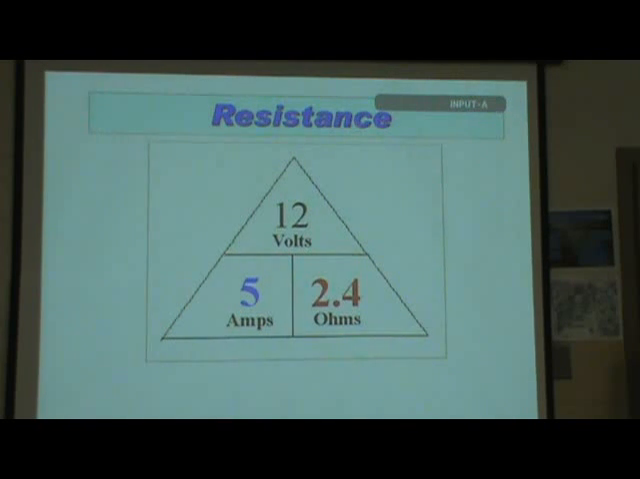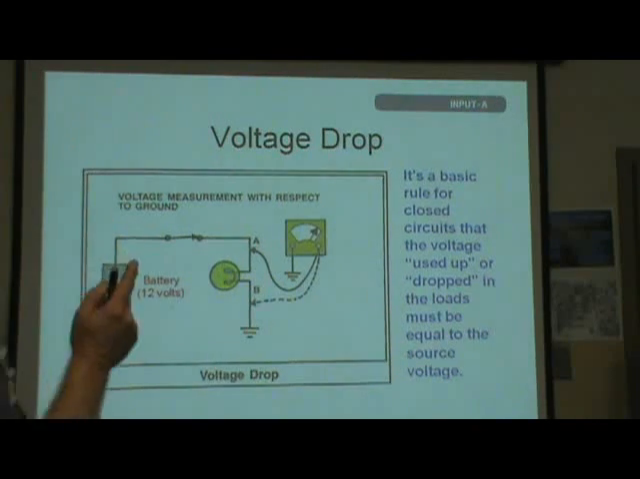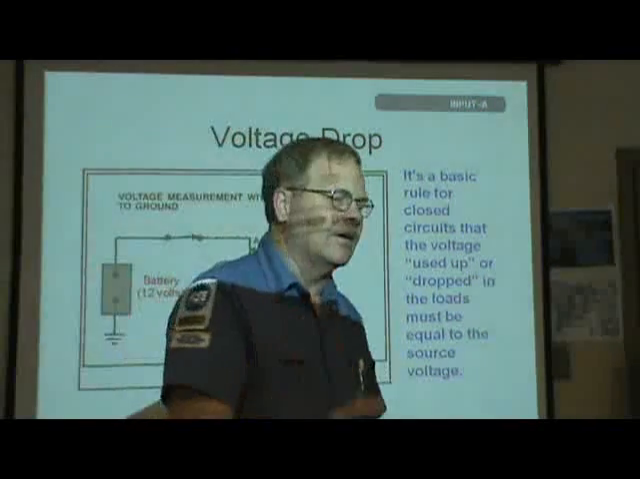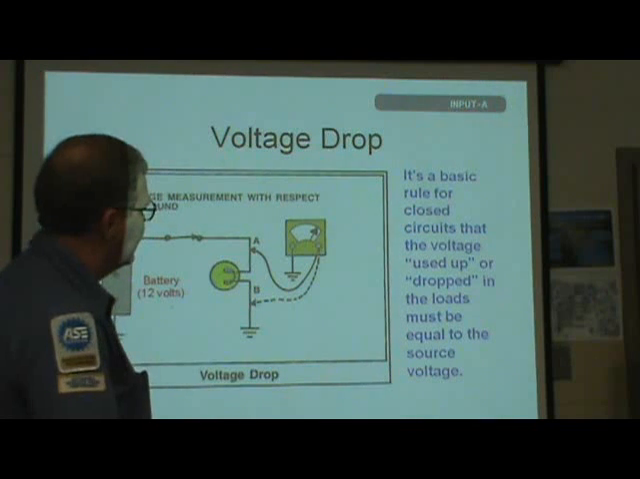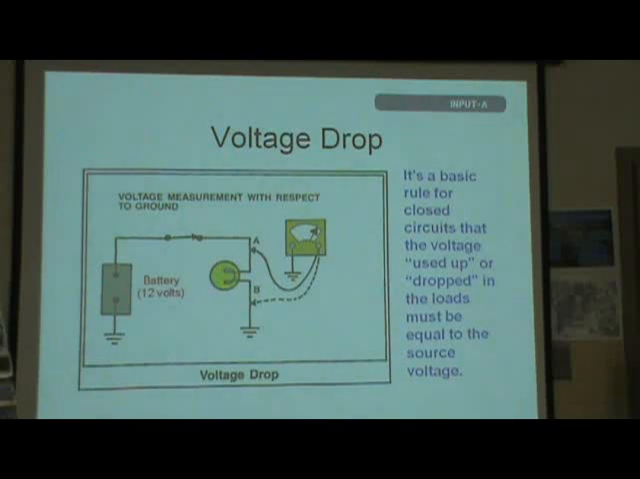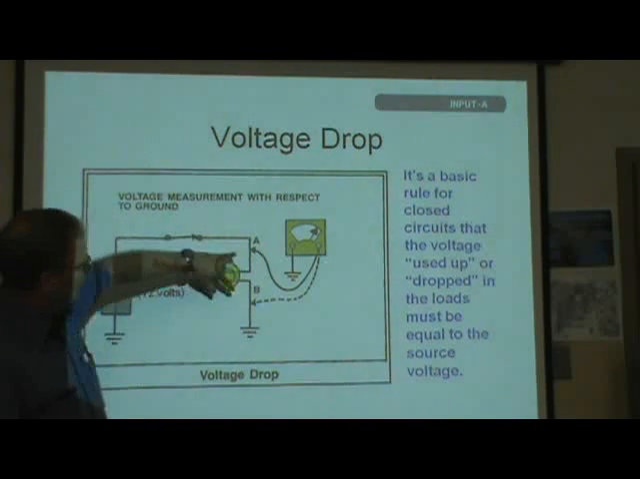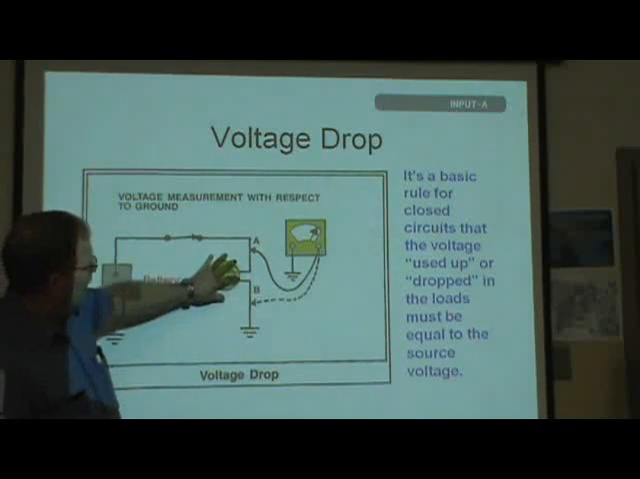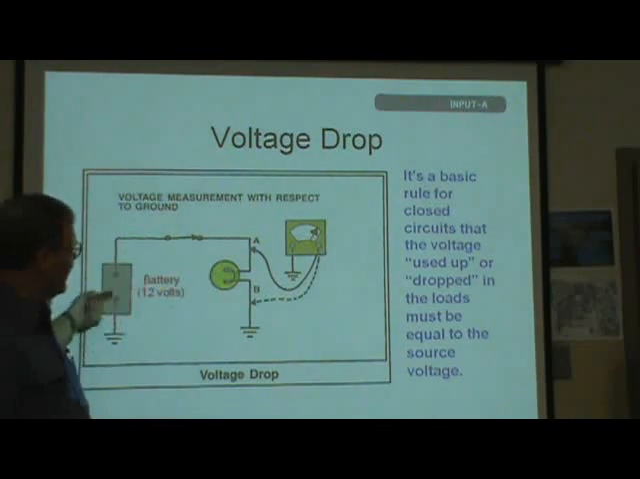He asked a good question. Where'd you get that? Okay. Basic rule for closed circuits: the voltage used up or dropped in the loads is going to be equal to source voltage. That is an important question. You're going to see that on the test later. Closed circuits use up or drop every bit of that voltage. So basically, if you read 12 volts here, you're going to read 12 volts here. You're not going to have anything less than 12 volts there. This is going to drop every bit of that.